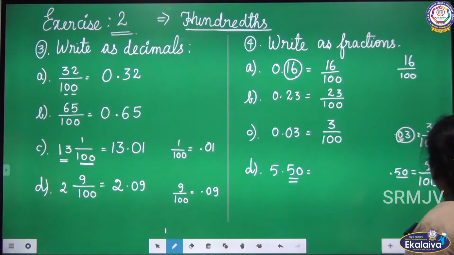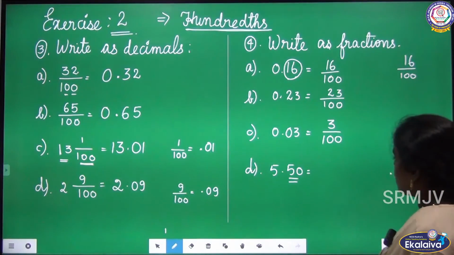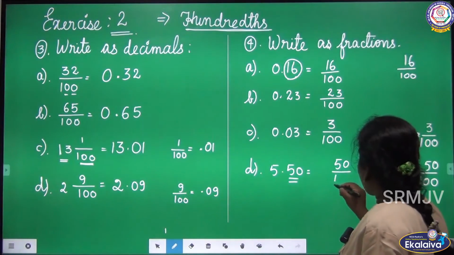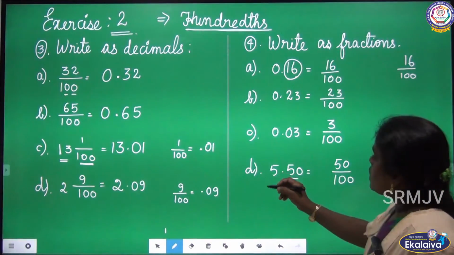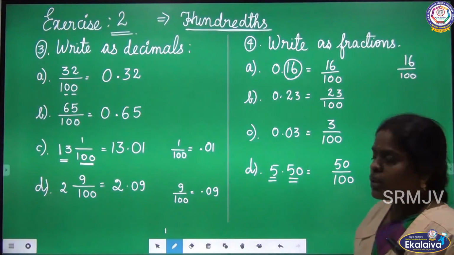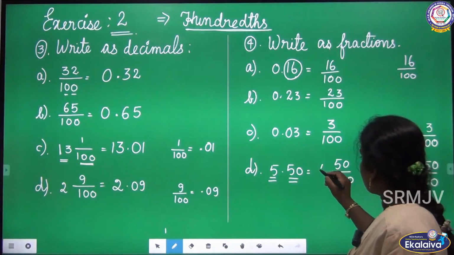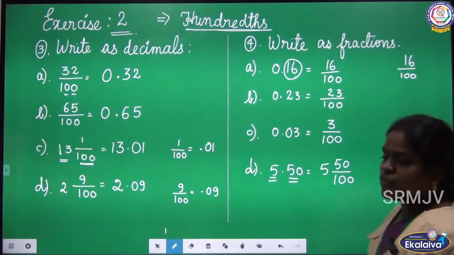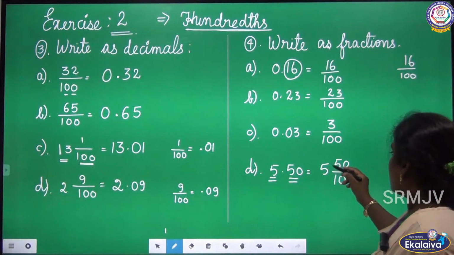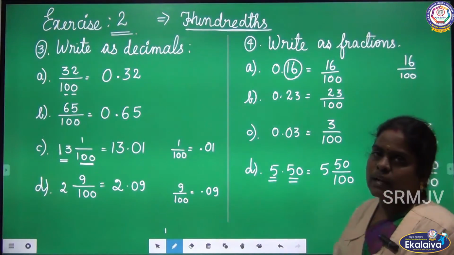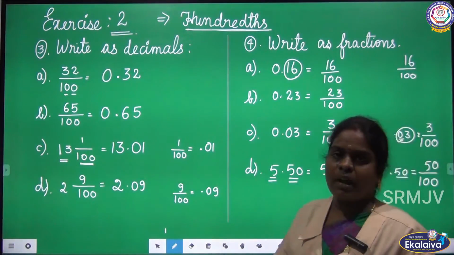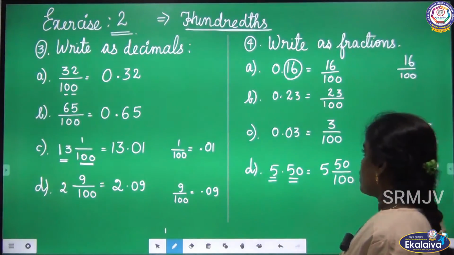And write down the number in the numerator. So here the fraction is 50 by 100. And look at the decimal, children, here we have a whole part also. The whole number we have to copy before the fraction. So 5.50 equals 550 by 100. So this is the fraction form of the given decimals.